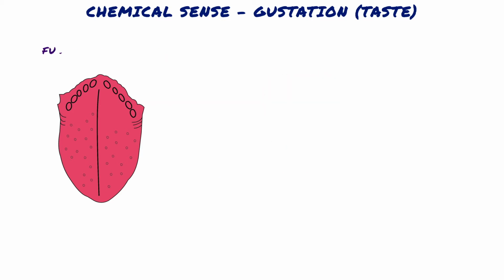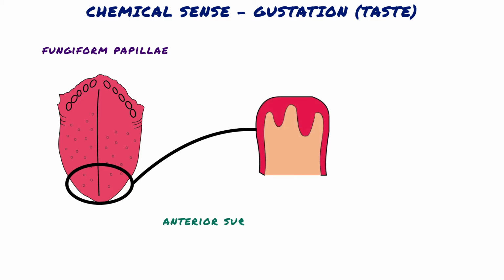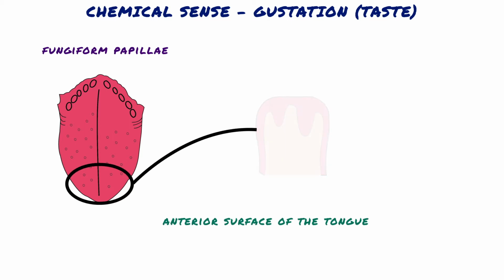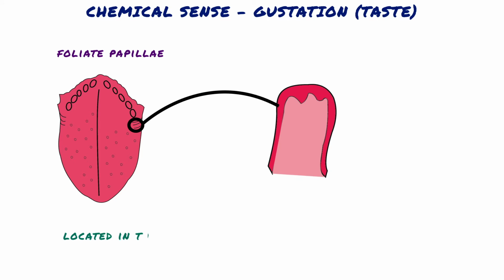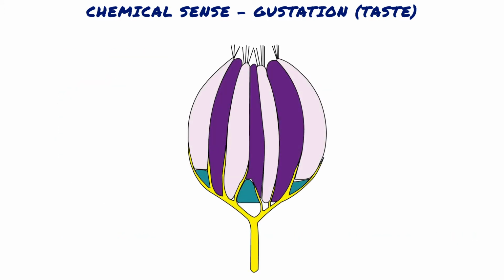Second one is fungiform papillae. Moderate numbers of taste buds are on the fungiform papillae over the flat anterior surface of the tongue. And the last one is foliate papillae. Moderate numbers of taste buds are on the foliate papillae, located in the folds along the lateral surface of the tongue. The membrane of the taste cell, like that of most other sensory receptor cells, is negatively charged on the inside with respect to the outside.